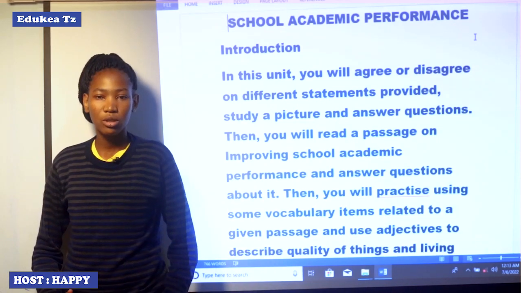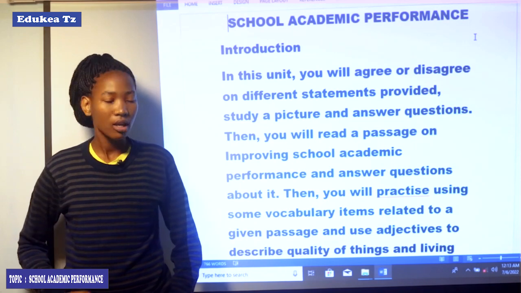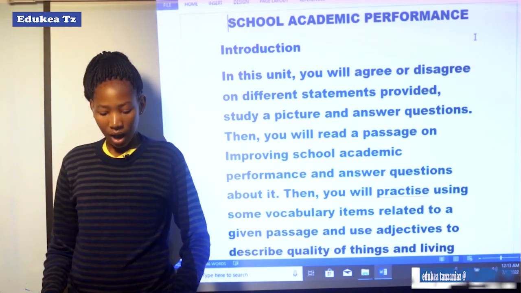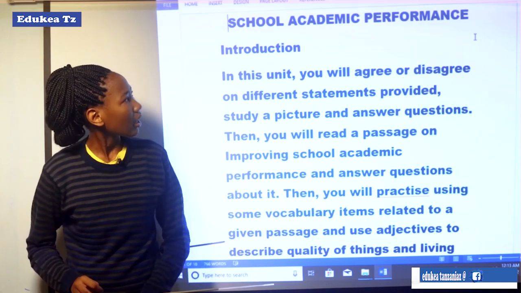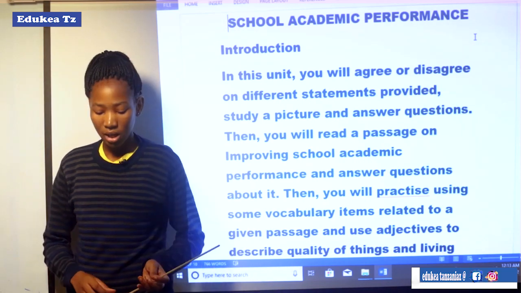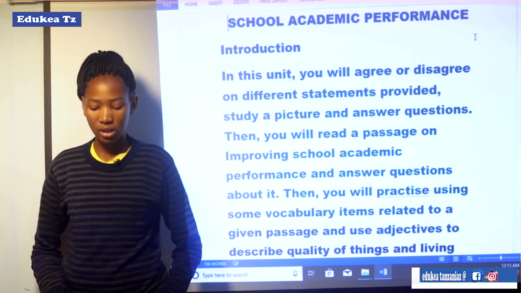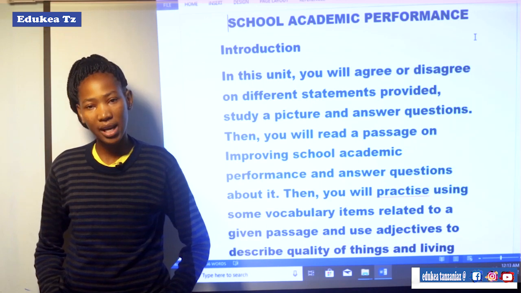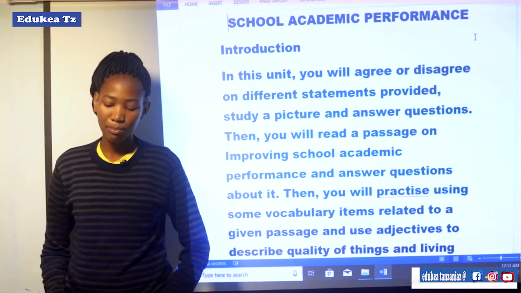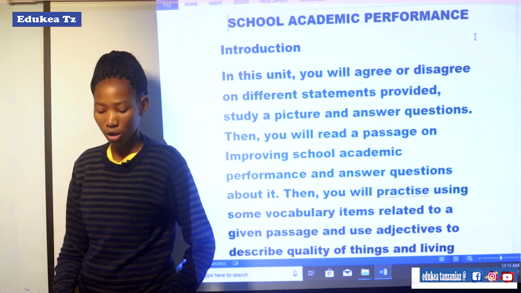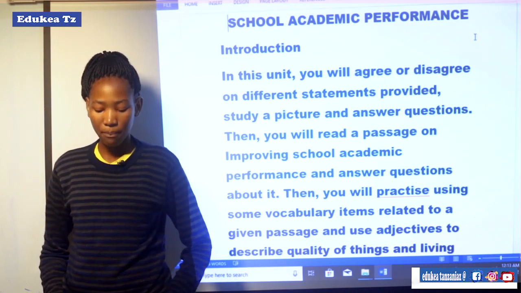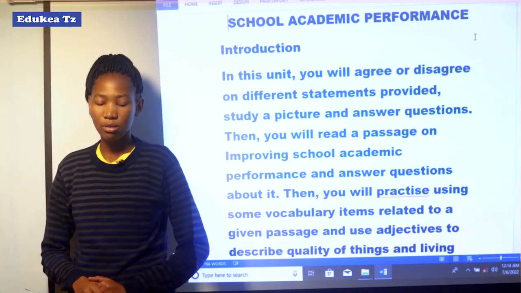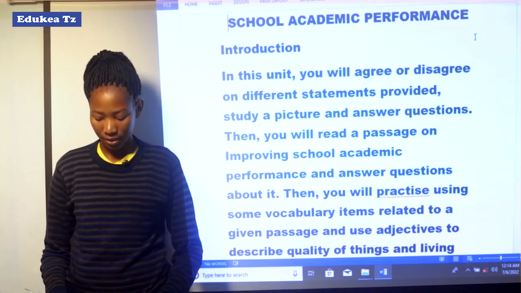Today I'm going to teach about the English language and a topic known as school academic performance. The topic is about school academic performance. In this topic, we agree or disagree with different statements provided. After that, you state the picture, then answer the questions. Also, you read the passage on improving school academic performance and answer the questions about it.